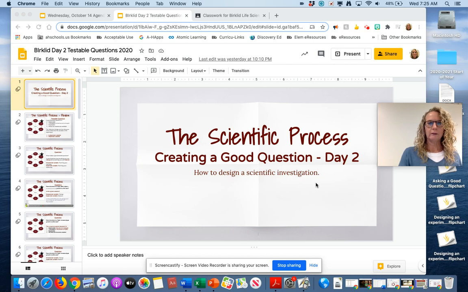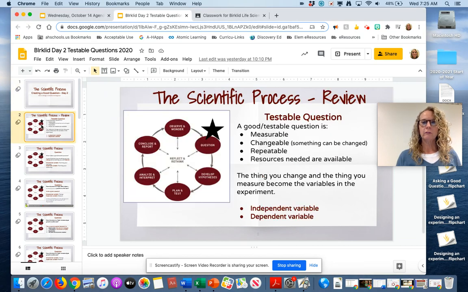Well, hello guys, today is day 2 of creating a good question. So today we're going to review a little bit and then just spend some time looking at some questions to determine what's the important parts of those questions. So today, my paper doesn't want to change to the next slide. There we go.